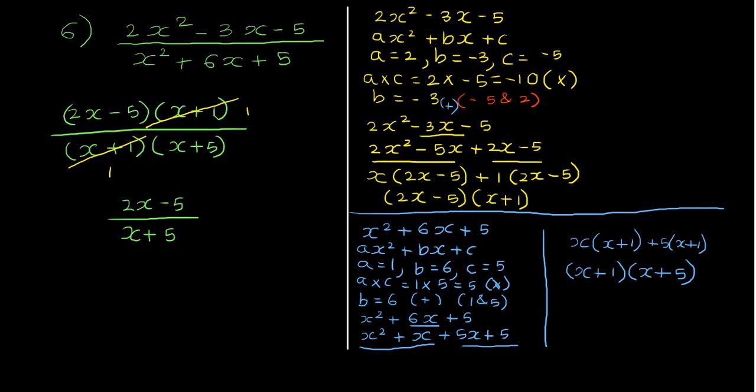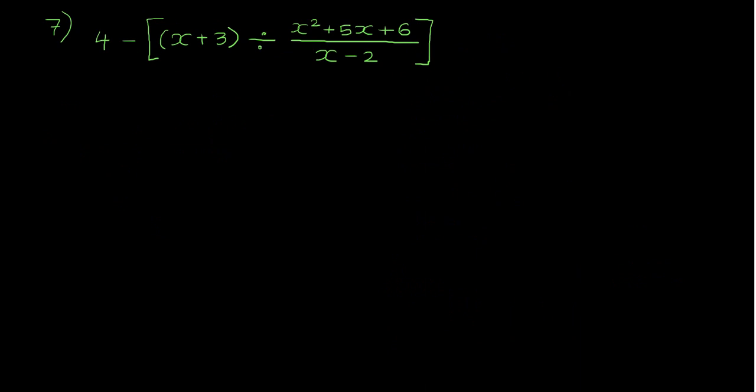And now for the last question, which is this amazing question. You have 4 minus x plus 3 divided by x squared plus 5x plus 6 divided by x minus 2. When you look at this, it looks quite confusing. My starting point would be that bit. If I can simplify that fraction, then I can divide it by x plus 3, and then I'll subtract it from 4. So my first starting point, I'm going to split my board.